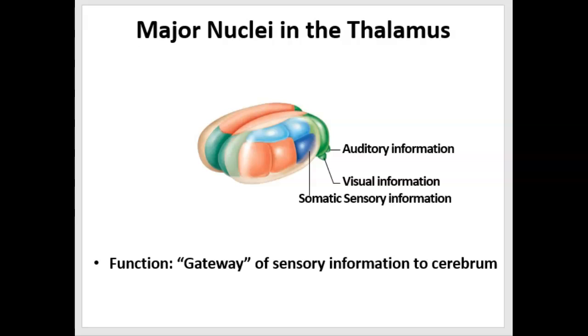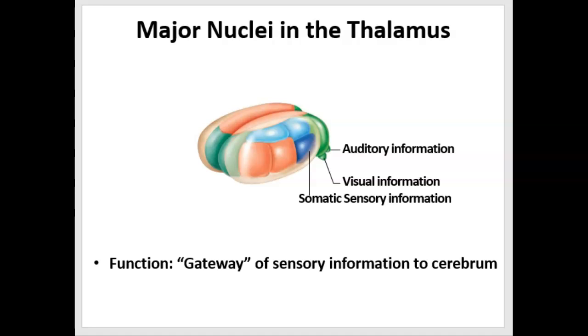As a gateway of sensory information, the thalamus contains a lot of gray matter with very specific nuclei or groups of neuron cell bodies. Each nucleus or group of neurons will carry a specific type of sensory information to the cerebral cortex. Shown on this diagram is an example of how sensory information is organized in the thalamus.